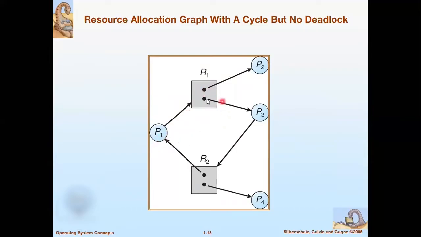So the summary is, after studying all the examples of resource allocation graphs: if there is no cycle present in a resource allocation graph, then the system is not in a deadlock state. If there is a cycle, then the system may or may not be in a deadlock state. Remember, this observation is very important when we deal with the deadlock problem.